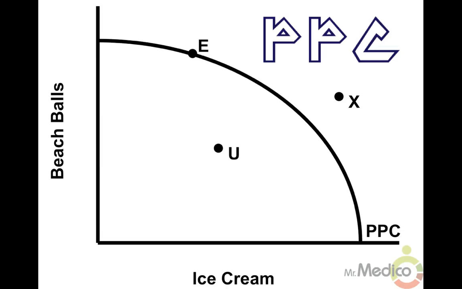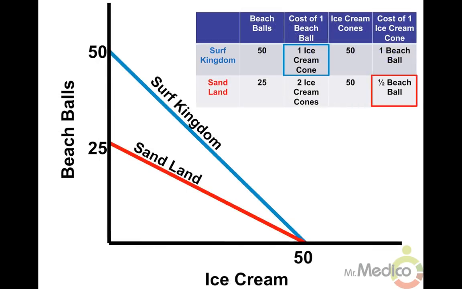So the concave to the origin production possibility frontier, that bowed outward shape, indicates increasing opportunity costs, and that means that the resources to make beach balls and the resources that are needed to make ice cream cones are not perfectly substitutable. So as we move along our PPC to increase the amount of ice cream cones that we're producing, we're going to sacrifice more and more beach balls at the margin. If you see straight production possibility frontiers, that just means that the opportunity costs are constant, that the resources used to make beach balls and ice cream cones are perfectly substitutable.